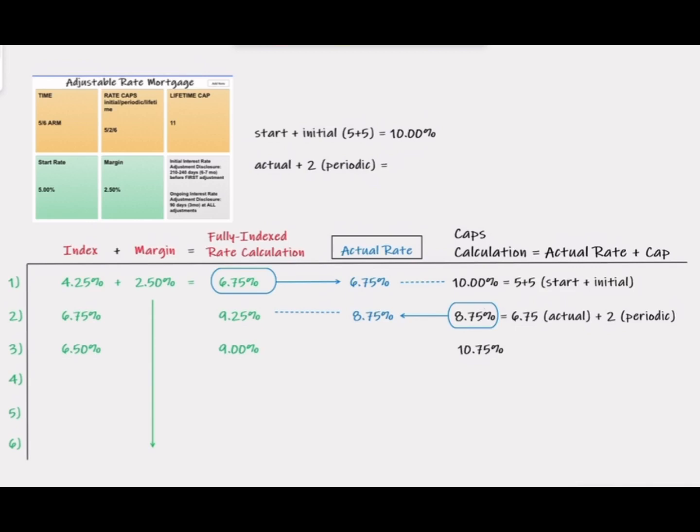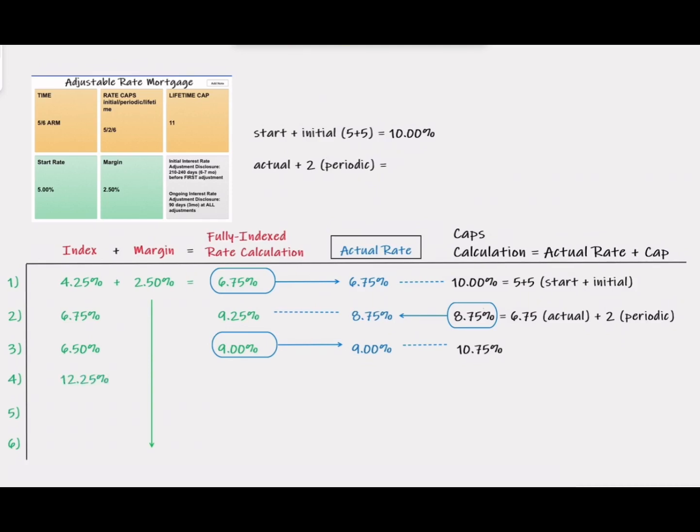Which of these rates will be used as the borrower's actual interest rate? Correct. If you've said 9%, you'd be right. The fully indexed rate is the lower of the two interest rates.